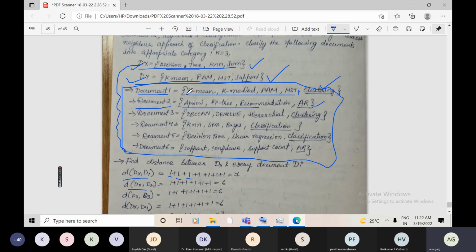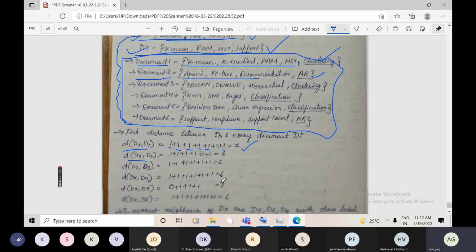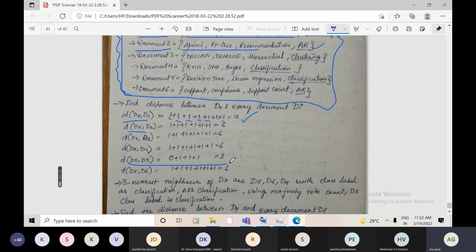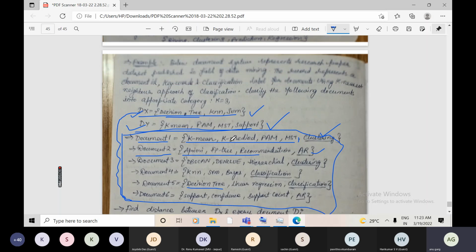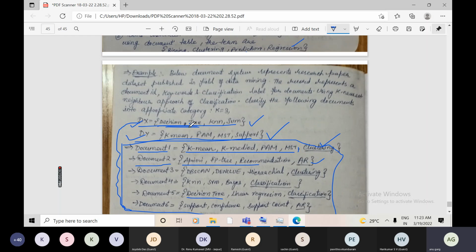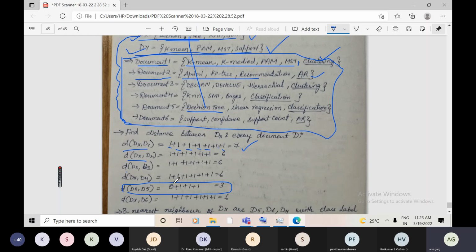And for document 1 also, you see what all the terms are. Any term is not coming in dx. So for all these terms, you mark 1 distance, and the total distance is 7. Now for dx and d2 you find similarly. And if you see dx and d5, decision tree is present in d5 and also in dx. That's why the distance here will be 0.